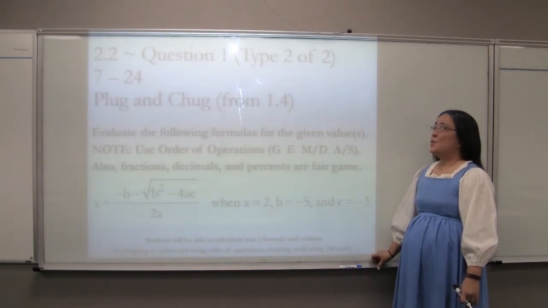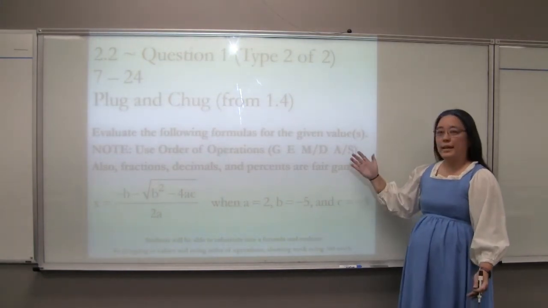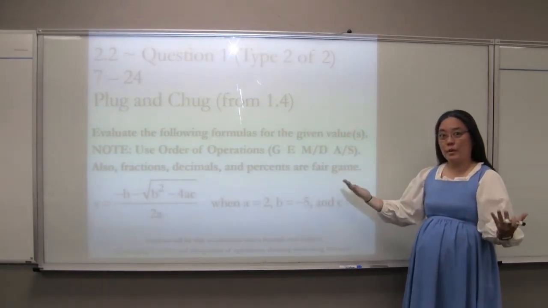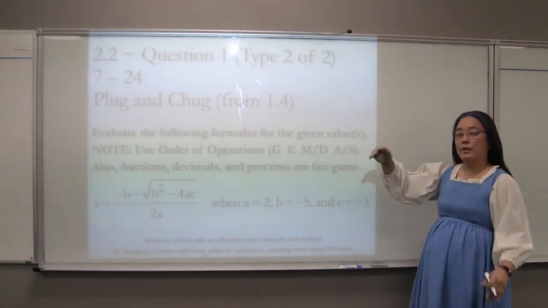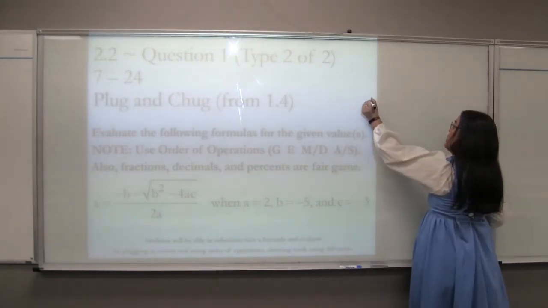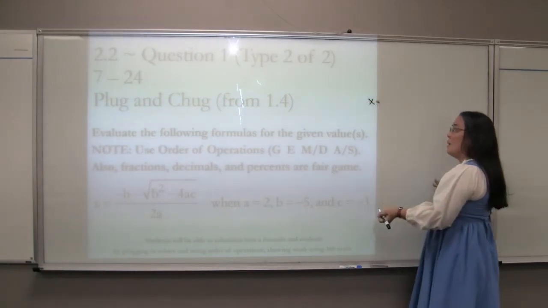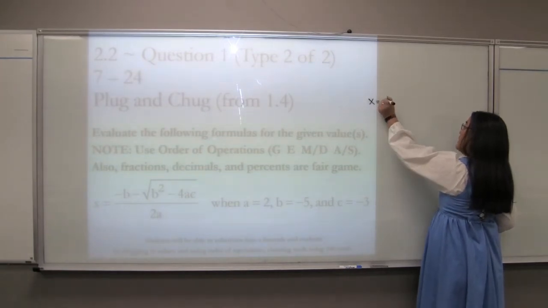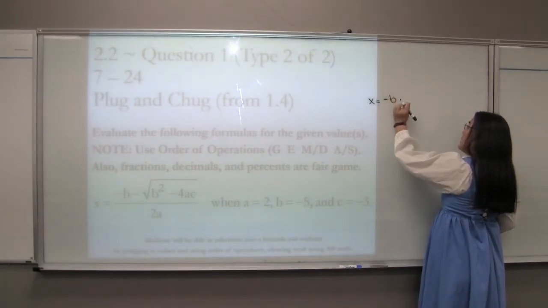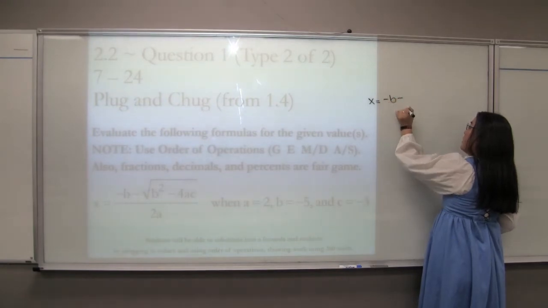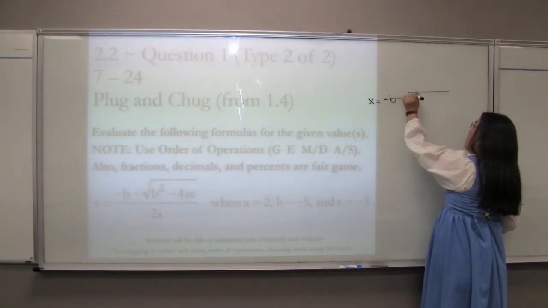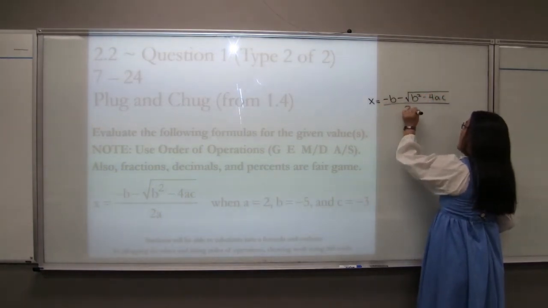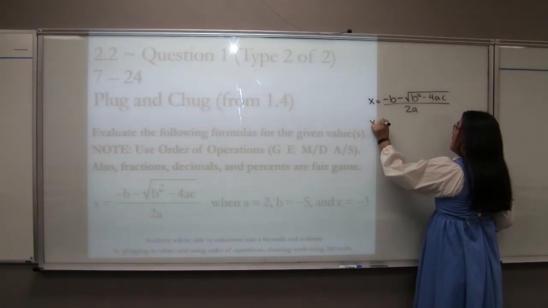Chapter 2, Section 2, Question 1, Type 2 of 2. Again, just like in Chapter 1, Section 4, we're going to take an equation and we're going to plug into it and simplify it, evaluate, and just do the problem. So, some of you may recognize this as part of the quadratic equation, which we will cover more in Chapter 8. So it starts off with x equals negative b. Normally it's plus or minus square root, but this is only the negative part. B squared minus 4ac all over 2a. That is our formula we're going to plug in.